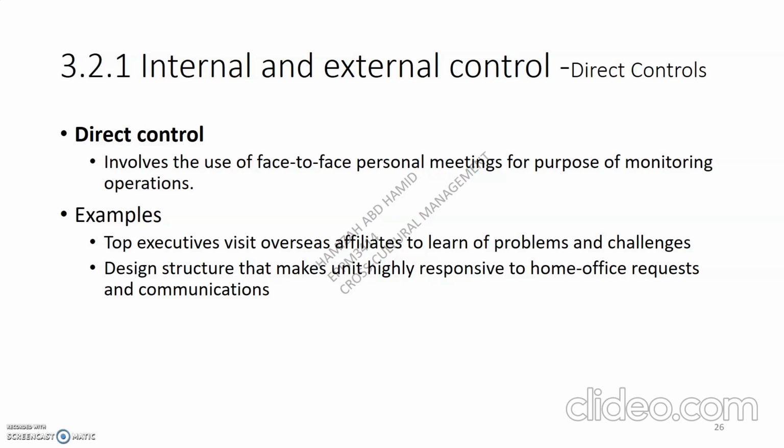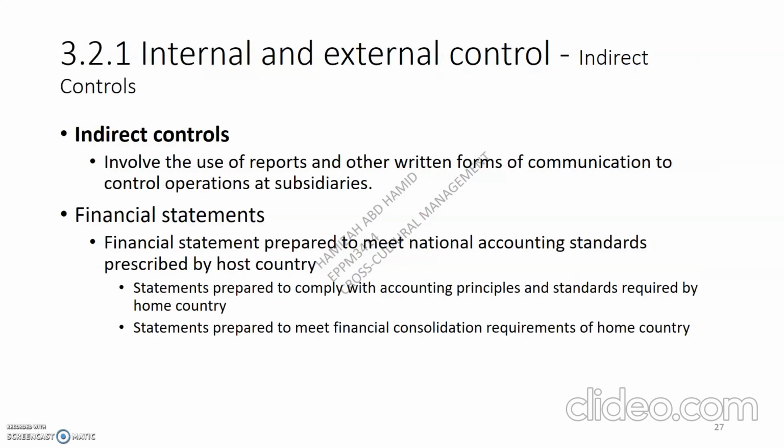Firms who use direct control usually design a structure that makes the subsidiary highly responsive to home office requests and communications. Usually the corporate structure is very interlinked to the multinational company headquarters. Firms that use indirect control usually use reports and other written forms of communication to control operations at subsidiaries.